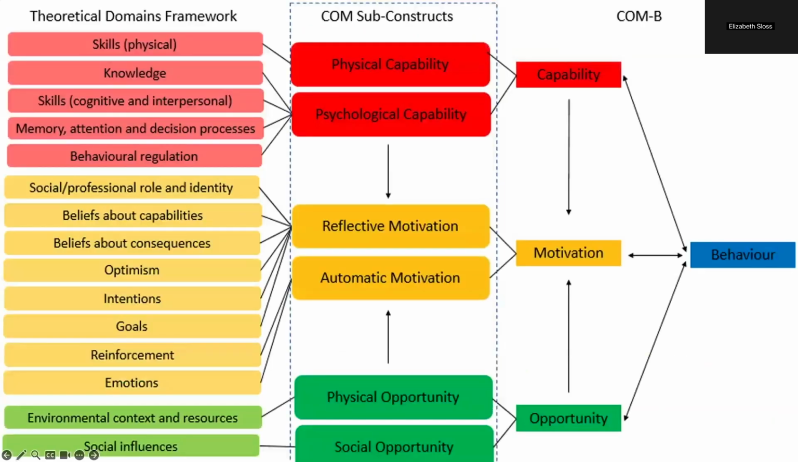So we'd look at text-based reminders, and we code this to, is this improving skills, physical skills, knowledge, cognitive or interpersonal skills, memory, attention, or decision processes, behavior regulation. Those are kind of physical or psychological capability type of strategies. Then we looked at motivation, either reflective or reflexive or automatic. So identifying their social, professional role or identity, or helping them identify their group, beliefs about their capabilities, or beliefs about consequences of their behavior.